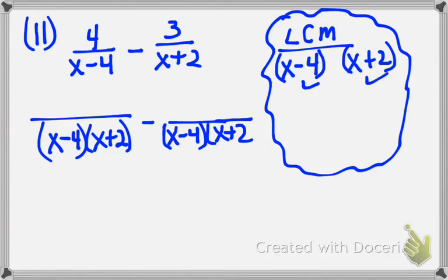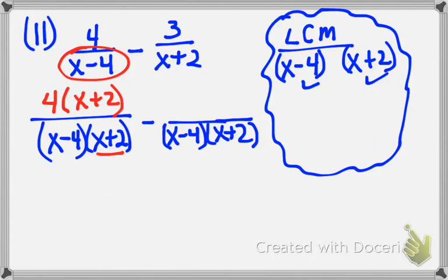Alright, then I'm going to compare. My old denominator on the left side was x minus 4. My new denominator is x minus 4 and x plus 2. So the x plus 2 is the new part. So that means I have to multiply my numerator, my 4, by x plus 2 also.